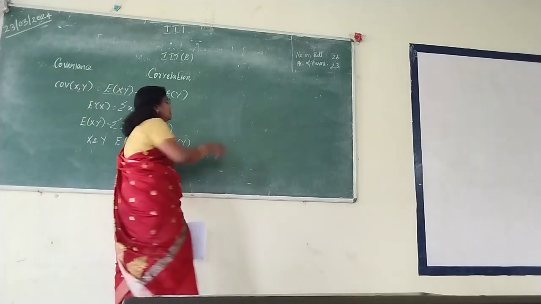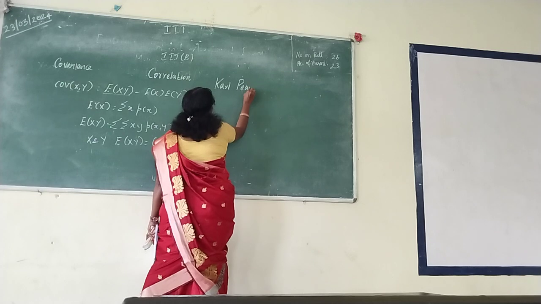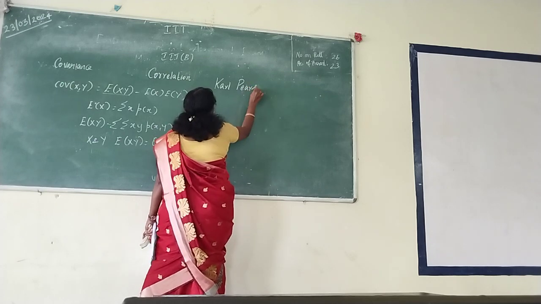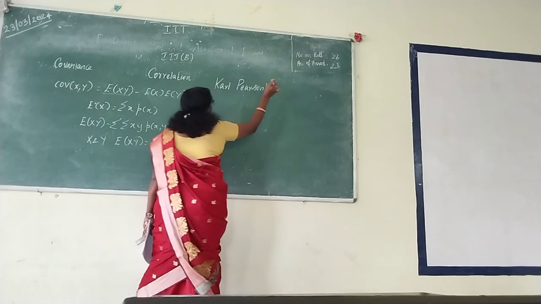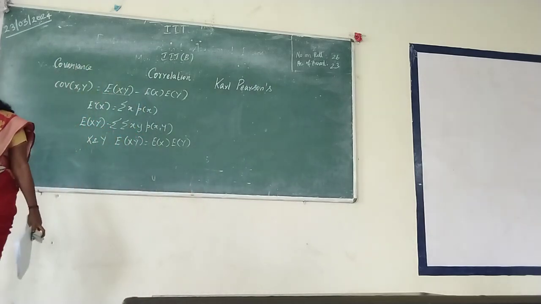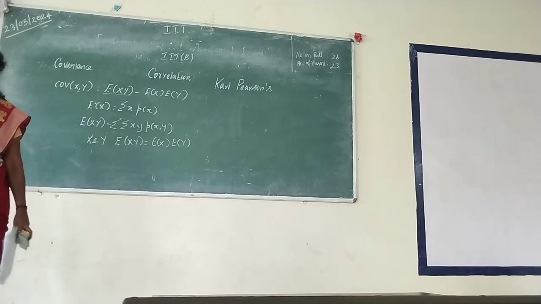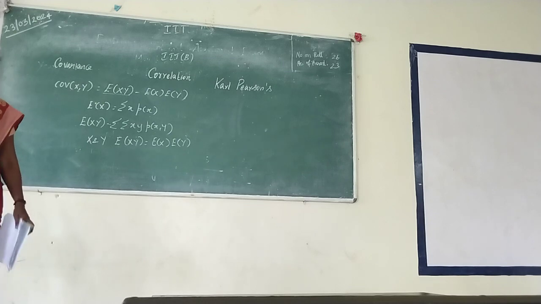Take down: Karl Pearson's coefficient of correlation. In the question they may not mention whether it is Karl Pearson or Spearman. You have to identify that. That is easy, I will tell you when we get to that. First we are going to discuss only general data.